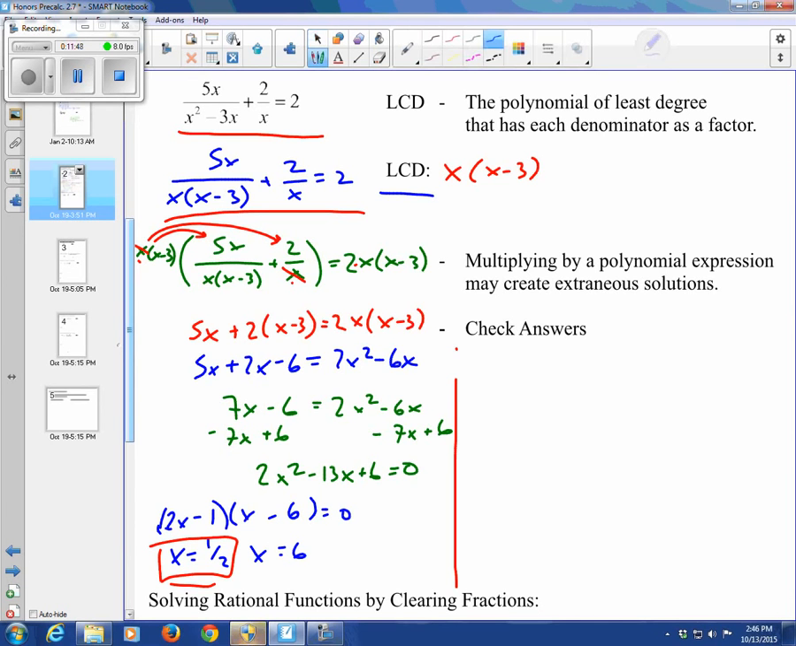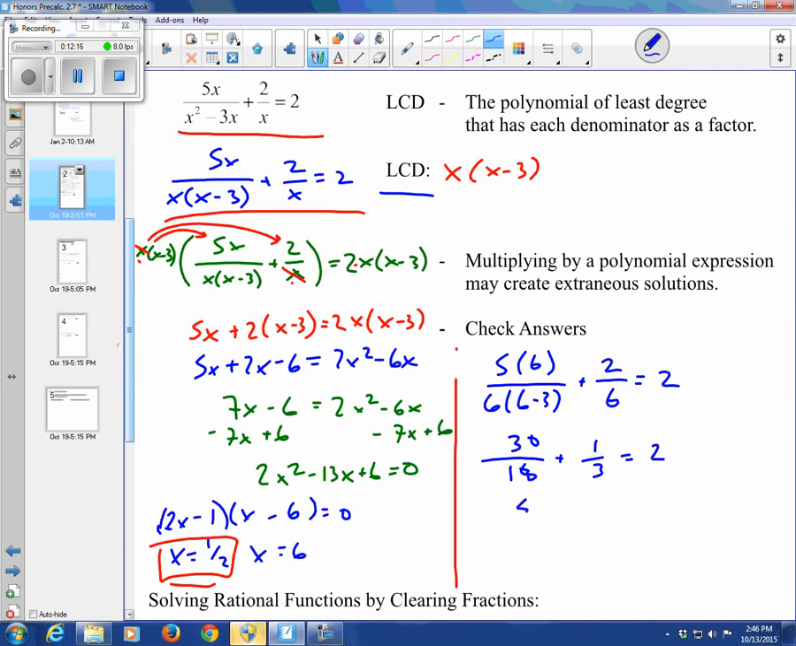6. So right here, plugging this in, we can say we've got 5 times 6 over, and then this would be 6 times 6 minus 3, and then plus 2 over 6 gives us 2. So this is going to be 30 over, and then right here we can say 6 minus 3 is going to be 3, times 6 would give us 18. 18 is a little weird there, that's okay. And then right here we've got 1/3 equals 2. Now I can reduce that to 5/3 plus 1/3, which would equal 6/3, which does equal 2.